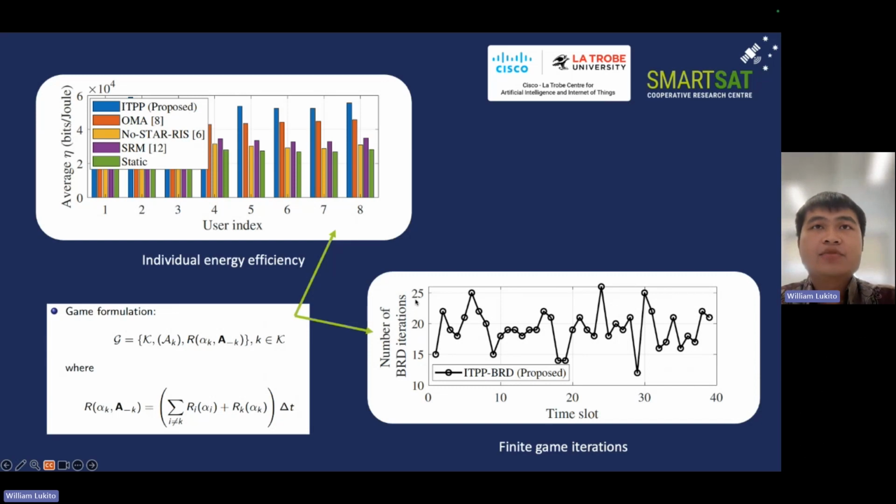Since we considered a game theoretic approach in this subproblem, we also need to consider the Nash equilibrium. This power allocation is a direct result of our optimization scheme that considered that game theoretic approach. We also show that the Nash equilibrium of our fair power allocation can be achieved within a finite game iteration. As we can see here, the maximum number of iterations is 25. So we proved that we can solve it within a finite game iteration.